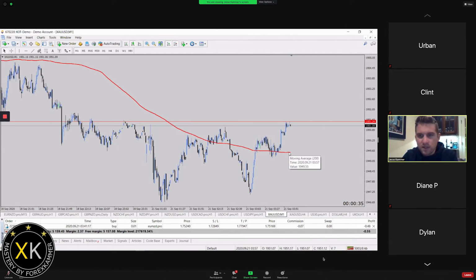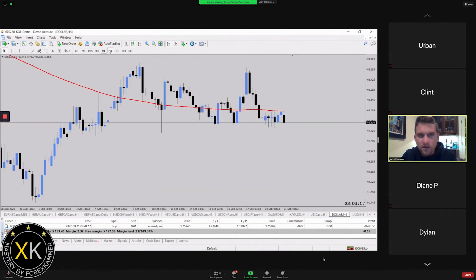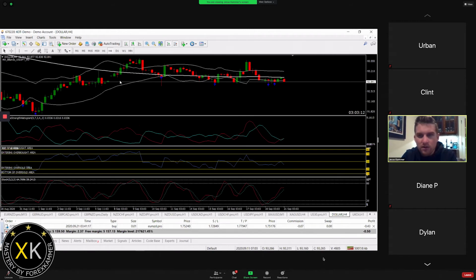So we could see a retest that's at 1949 on the gold. Could see a retest of that, but it's really going to be driven by what the dollar is actually doing. And right now the dollar is saying that we're going lower. Let's look at XK on this for real quick on the dollar.